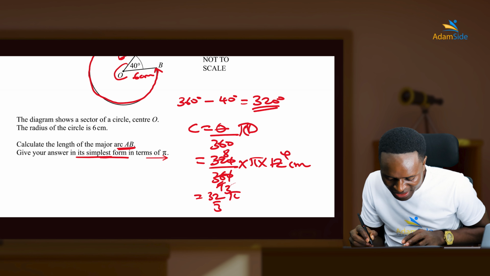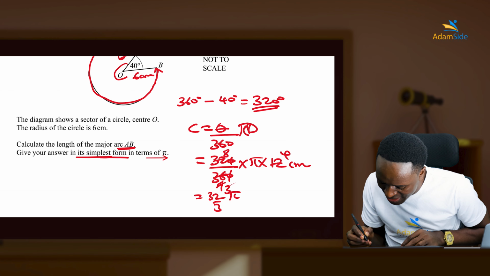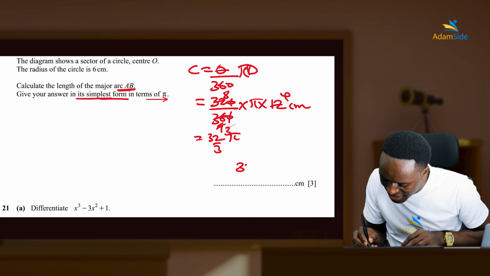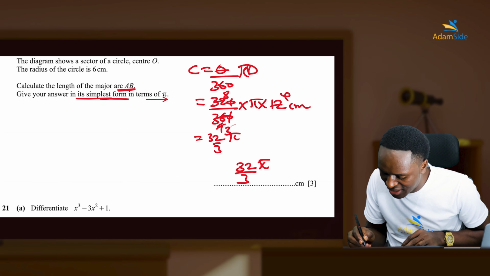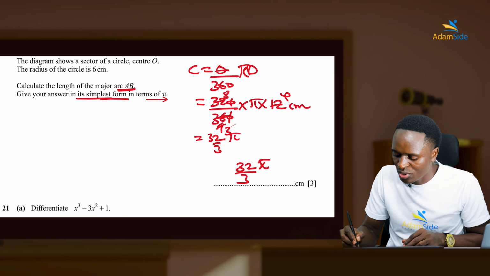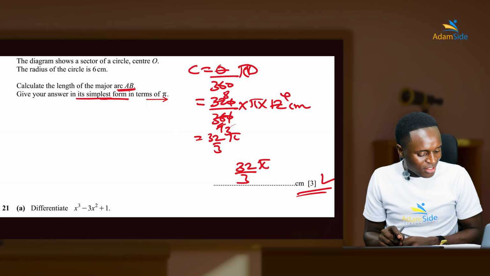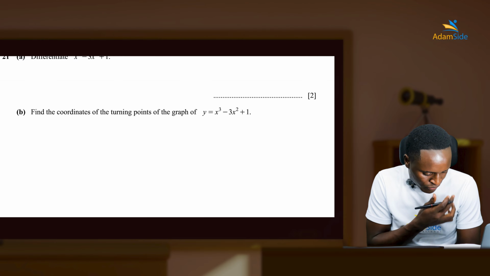This is the arc length, 32 pi over 3. So our answer will be 32 pi over 3 centimeter. And you get all our 3 marks question. Then we go to question number 21.